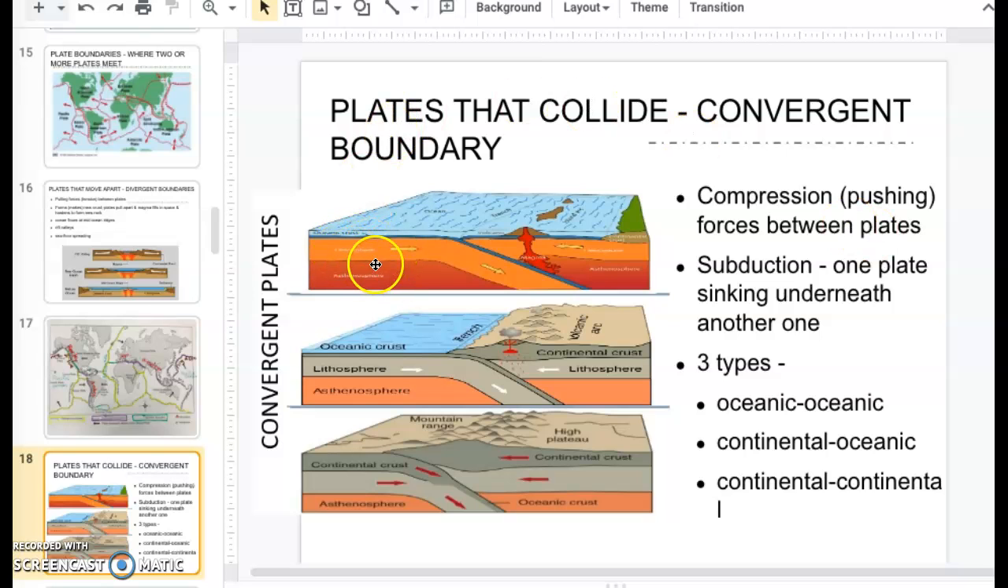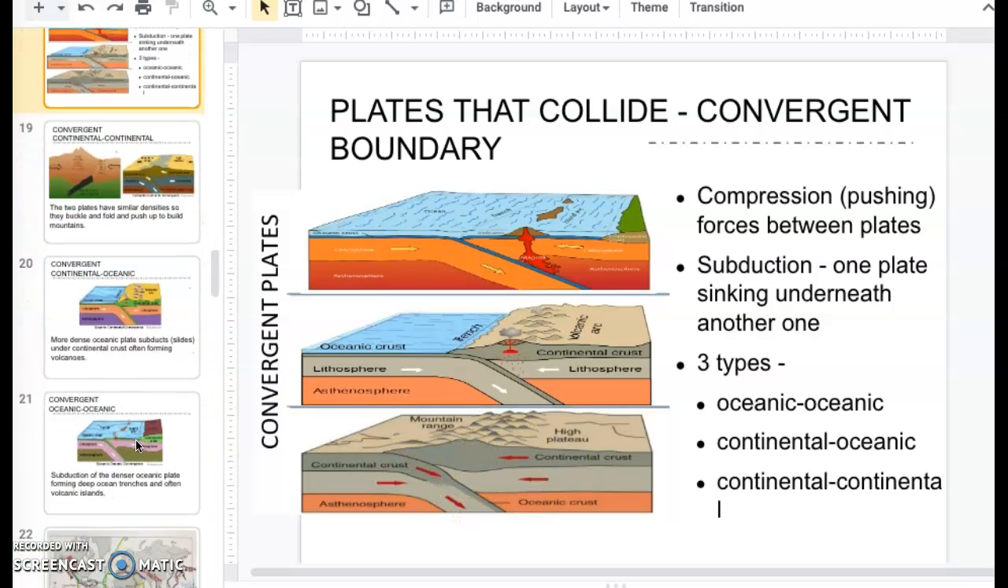So we have this oceanic plate ducking under the oceanic plate. This oceanic plate is subducting under this continental plate. This continental plate is subducting under this one. So let's look at each of these individually.